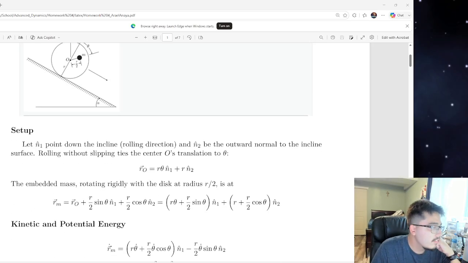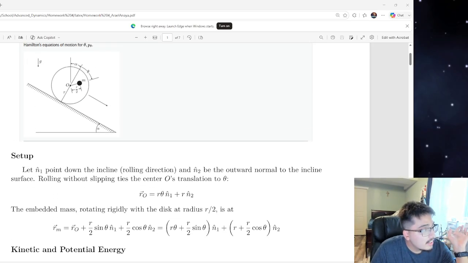I started by first defining my N1, N2 frame angled at an angle alpha, right? So if we had some other frame here that's the flat ground, then we also have some N1, N2 that is angled on top of the ramp.